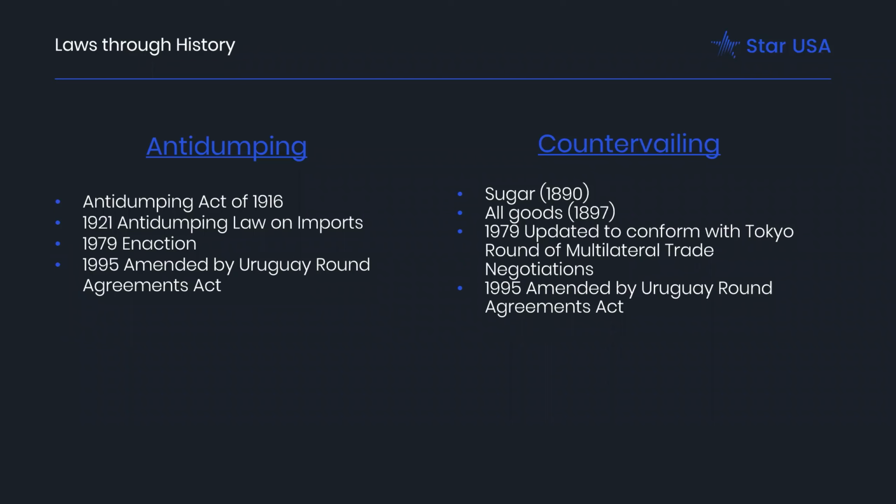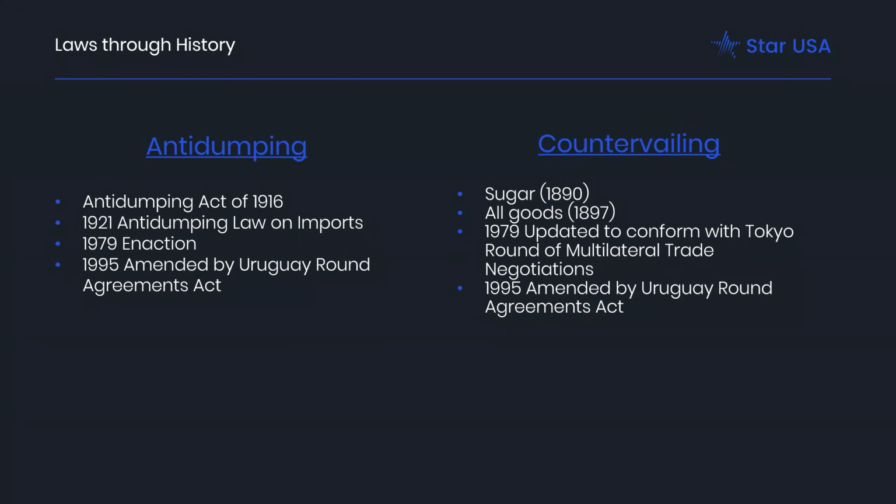Anti-dumping has been around since the early 1900s. There was an Anti-Dumping Act that was modeled on antitrust, and it created a private right of action. And then in 1921, there was a law on imports that focused on price discrimination. Our current version was enacted in 1979, and then it was amended in 1995 by the Uruguay Round Agreements Act. That act established the World Trade Organization.